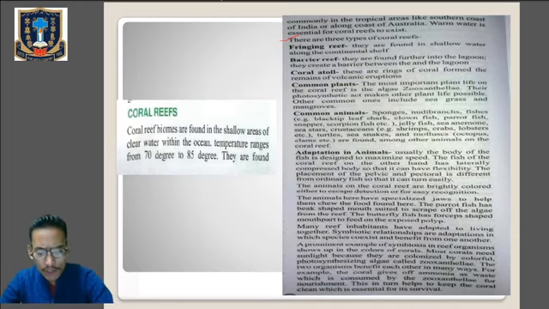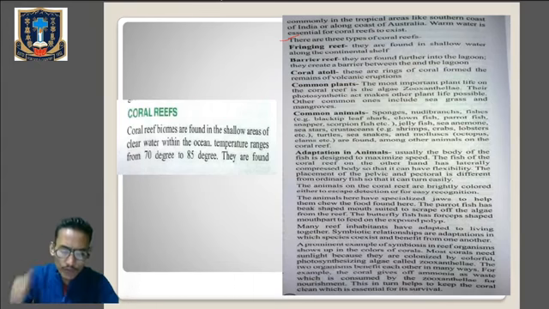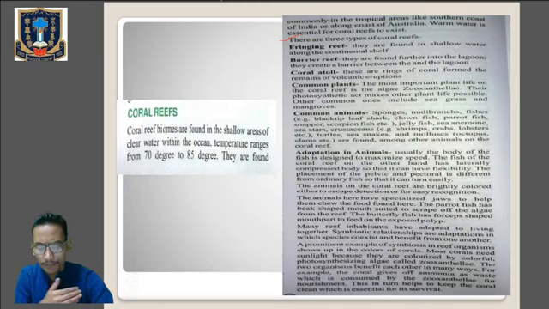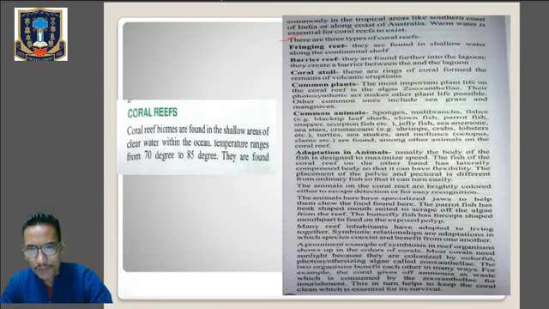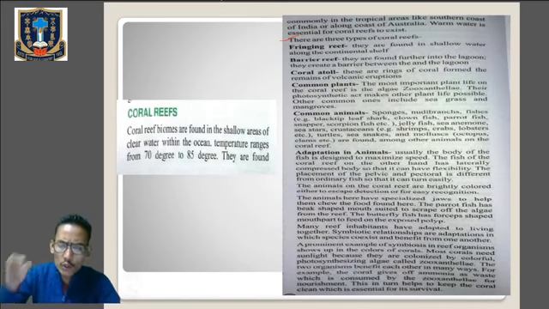Fringing reefs are found in shallow water along the continental shelf. Barrier reefs are found further out, beyond the lagoon, and they create a barrier around the lagoon. Then coral atolls are rings of coral formed on the remains of volcanic eruptions. Now what are the common plants? The most important plant present in the coral reef biome is the algae zooxanthellae.